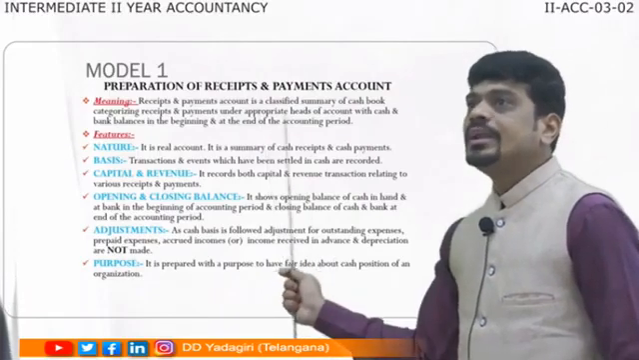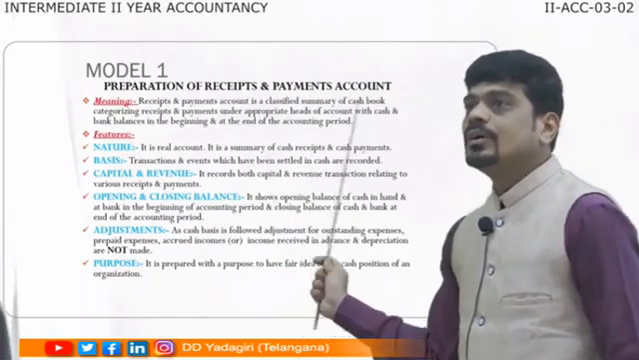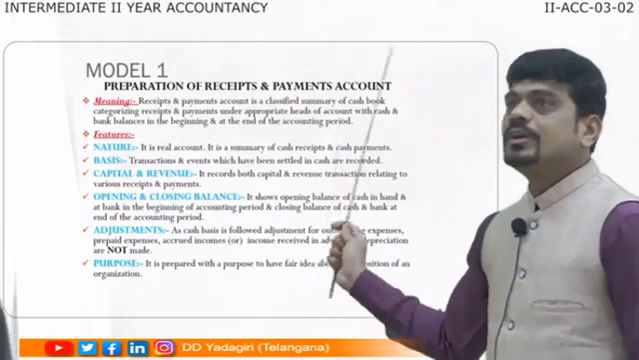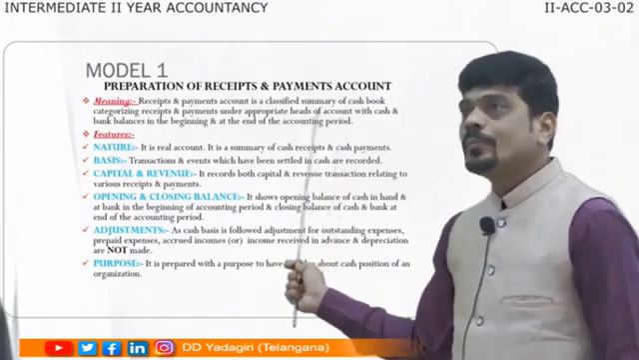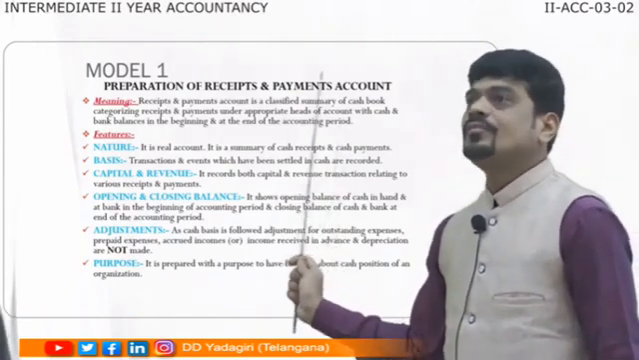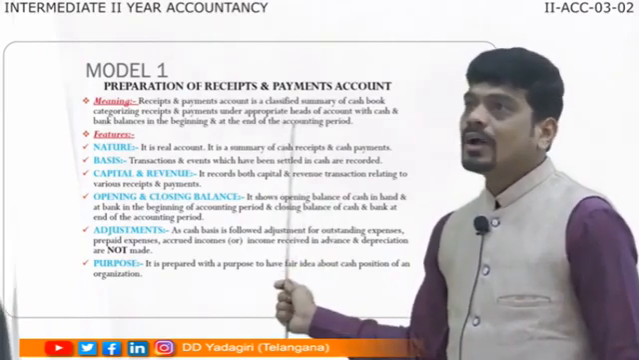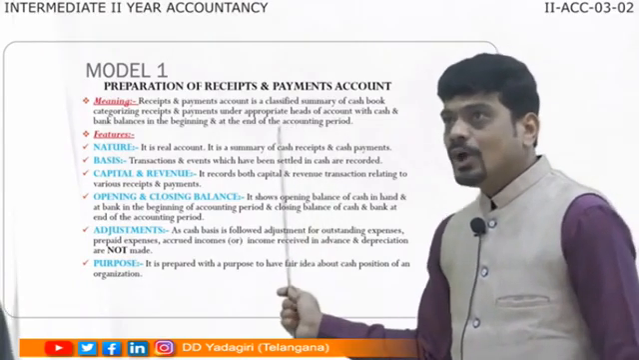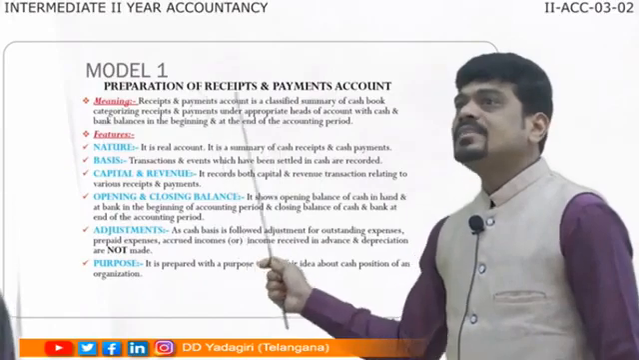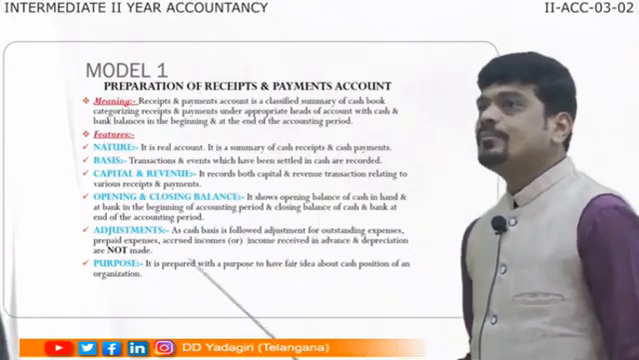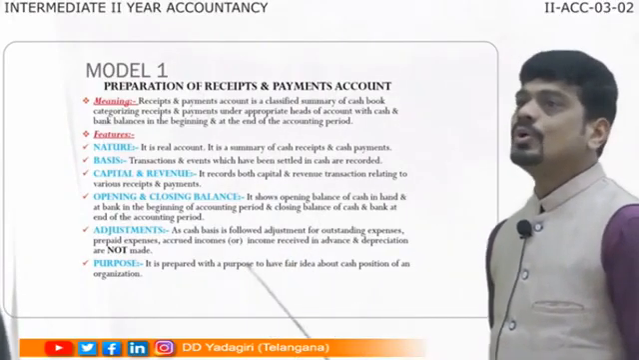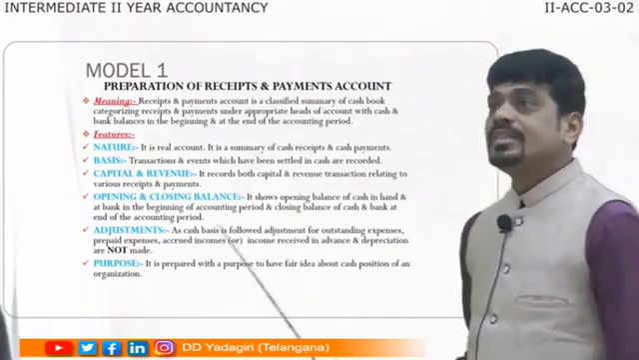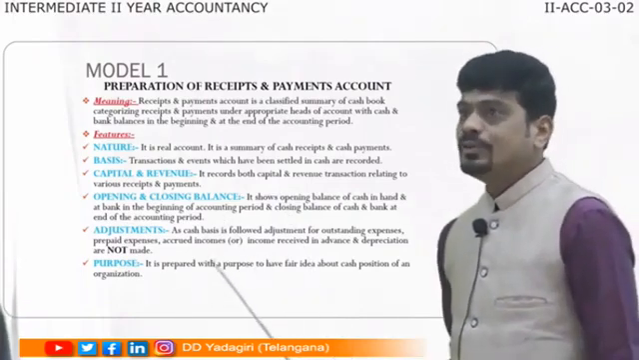As I told you here, it is nothing but it is the cash book. The purpose of cash book is what? The purpose of cash book is to know how much is the balance of cash at the end of the accounting period. Even a non-trading concern prepares receipts and payments account with the intention to know how much is the cash with them, that is what is their cash position.